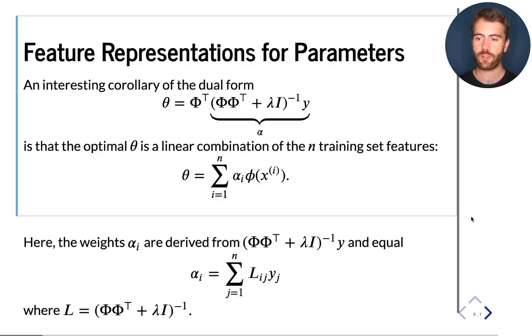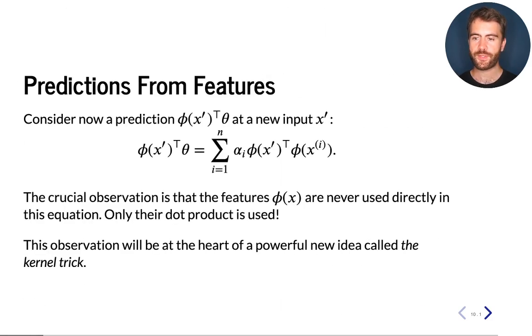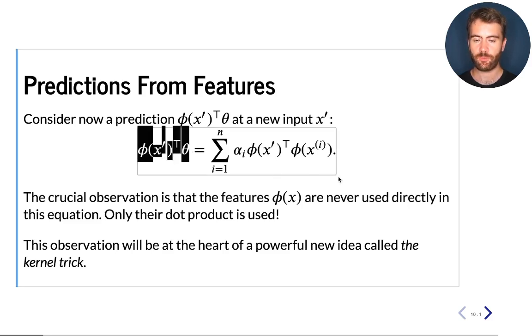This is a very crucial observation that's going to be at the heart of many algorithms that involve kernels. Why is that interesting? Let's suppose that I would like to make a new prediction for a new input x prime. Because we have a linear model, by the definition of our linear model, the output at x prime is simply phi of x prime dot product with theta.